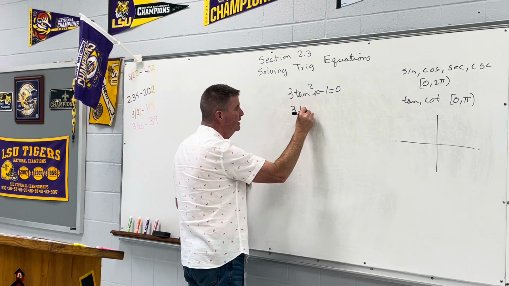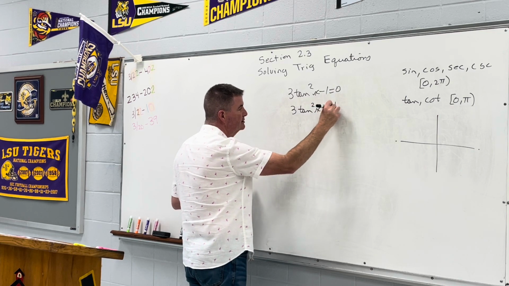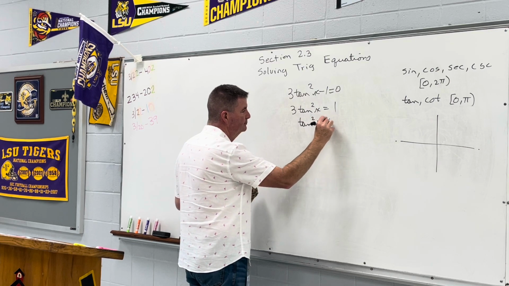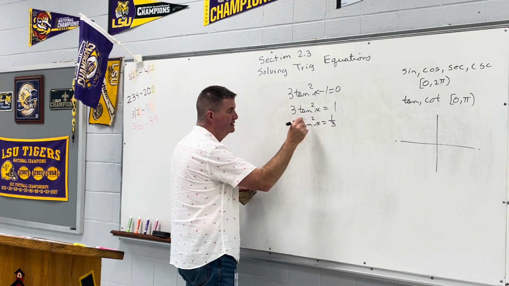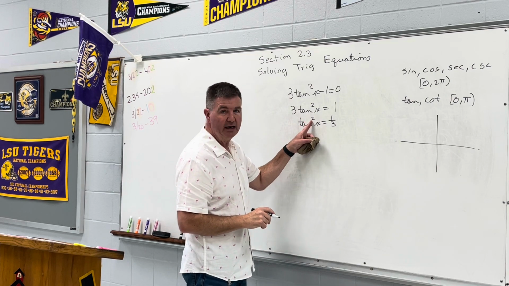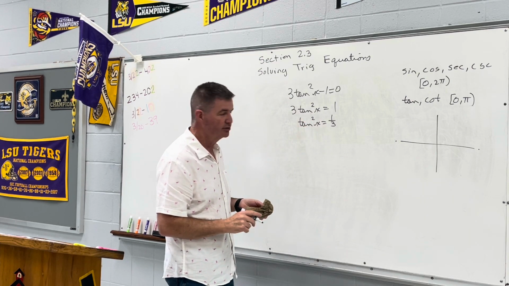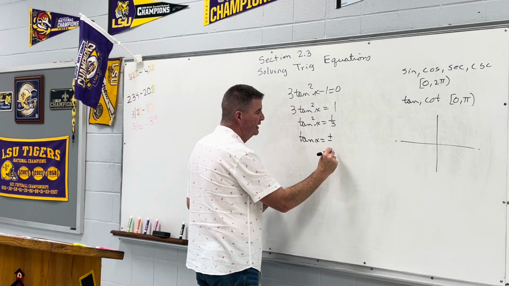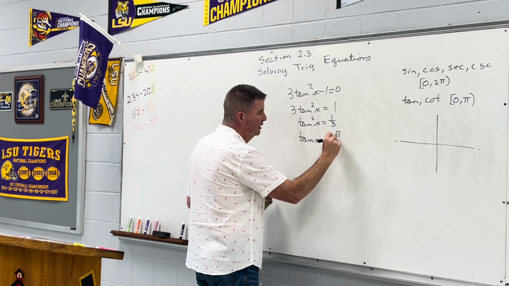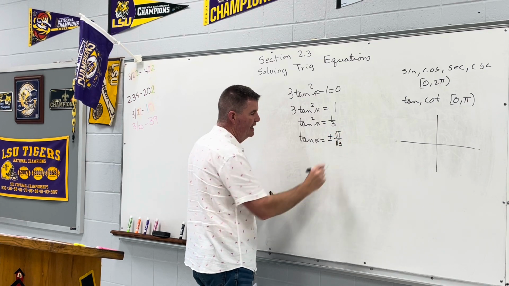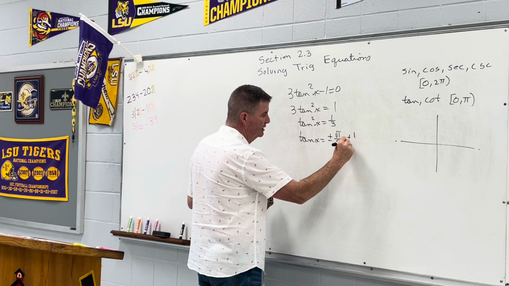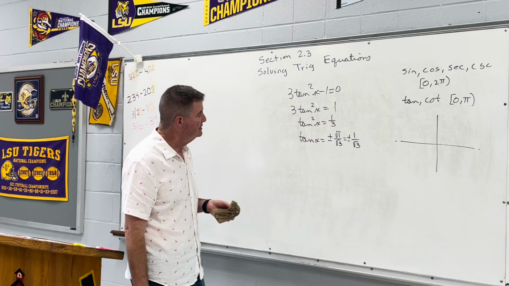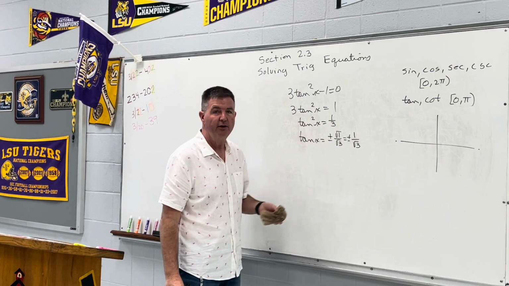I'm going to isolate my x, so bring my 1 to the other side, divide by 3, and then take the square root, because this says squared. I want tangent x, not tangent squared x. So tangent x equals plus or minus the square root of 1 over the square root of 3. And the square root of 1 is 1. So plus or minus 1 over the square root of 3. So where does the tangent of x equal 1 over square root of 3?